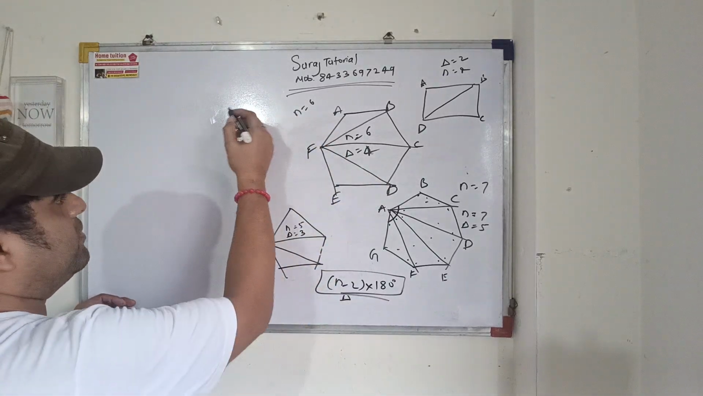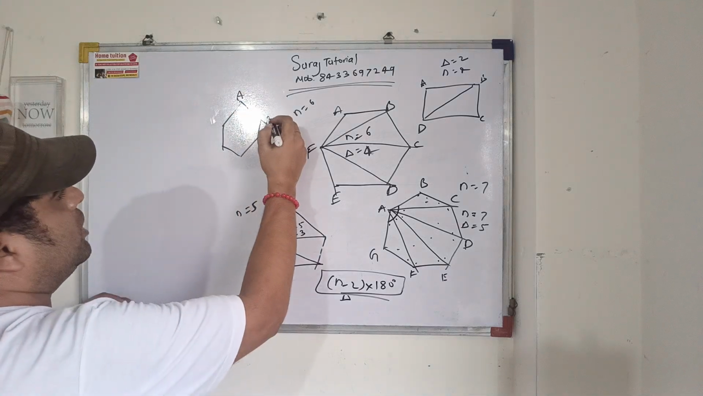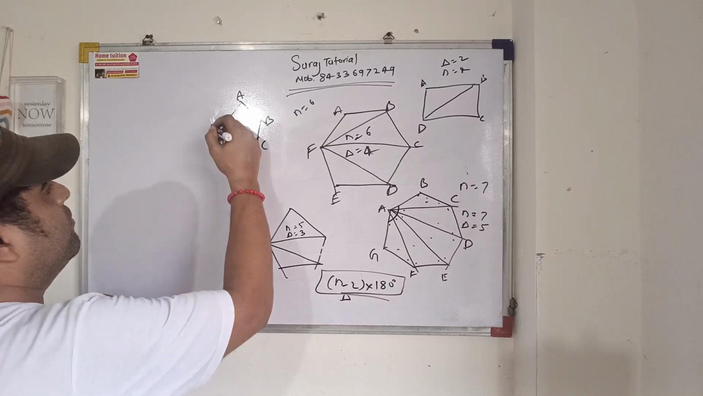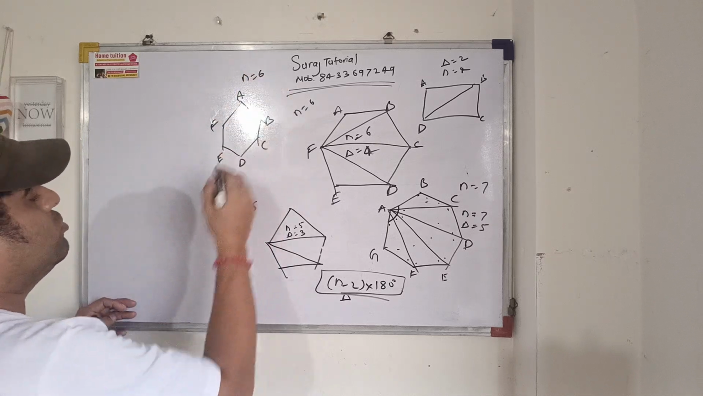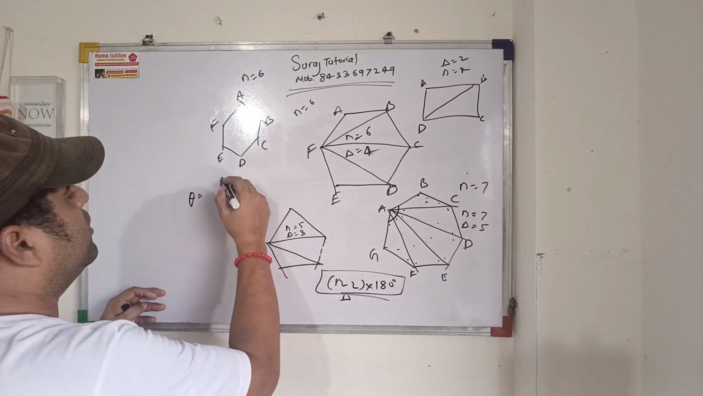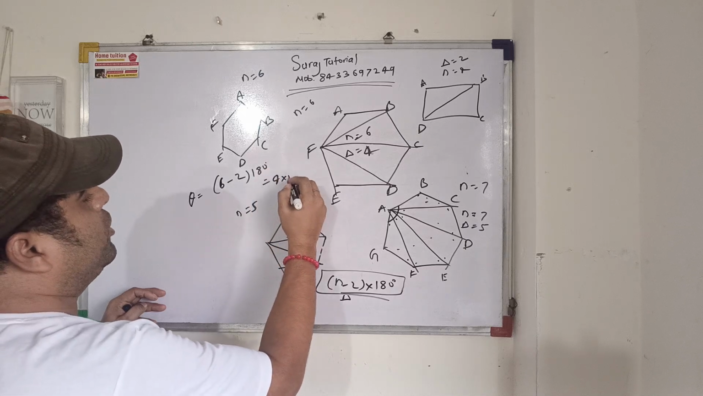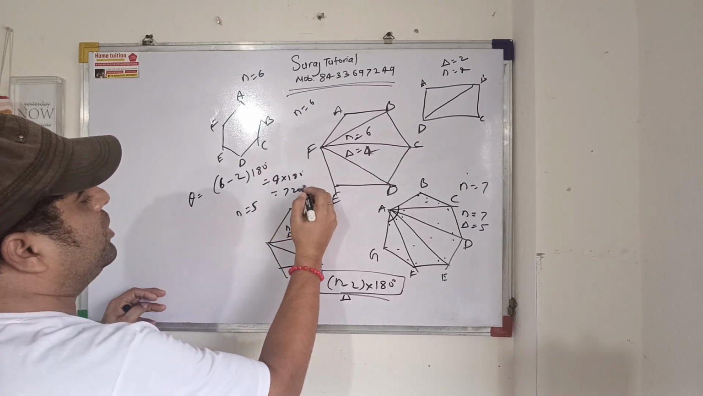So in case of a hexagon, for example, this is a hexagon. There are 6 sides, A, B, C, D, E, F. n is equal to 6. So the sum of all the angles will be 6 minus 2 into 180 degrees, which is equal to 4 into 180 degrees, and we get 720 degrees.